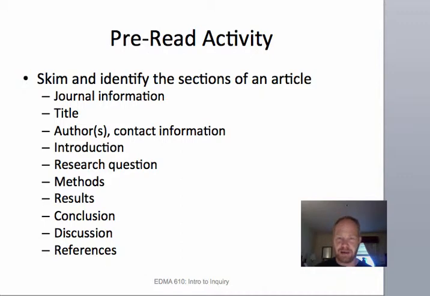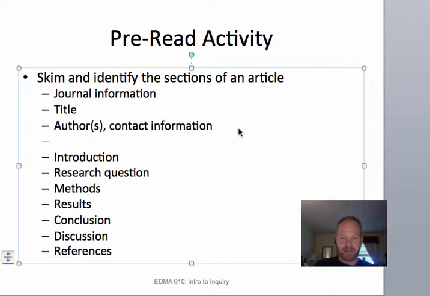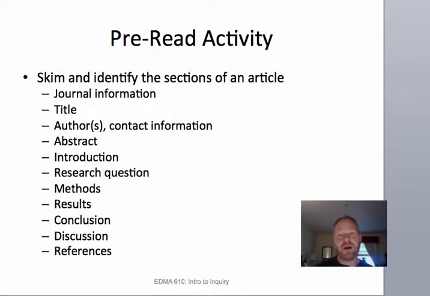Another section in the article, or almost all articles, is something called an abstract. Let's add that to our list here, and you will find it generally right before the introduction. A well-written abstract will include all the information that's pertinent to the article. In fact, it's a one-paragraph summary of the article that most researchers will include in their articles because most journals require it.